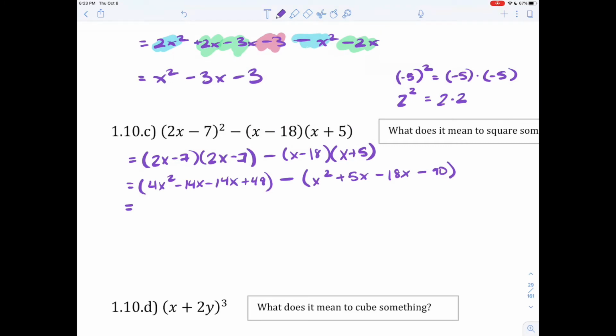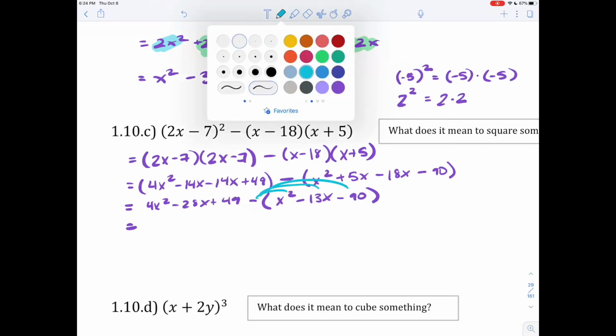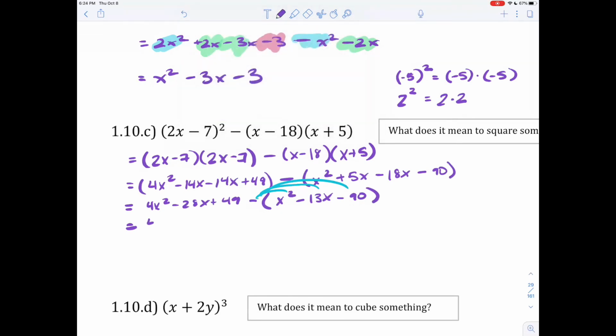So I will start by collecting my like terms. I get 4x squared minus 28x plus 49. And I'll still collect these terms here, but I'll leave the minus for the next step. So I get x squared minus 13x minus 90. Now is when I will go ahead and distribute that negative. If you wanted to do this in one step, you're more than welcome to. Just for the sake of clarity, though, I wanted to make sure that we did it step by step.